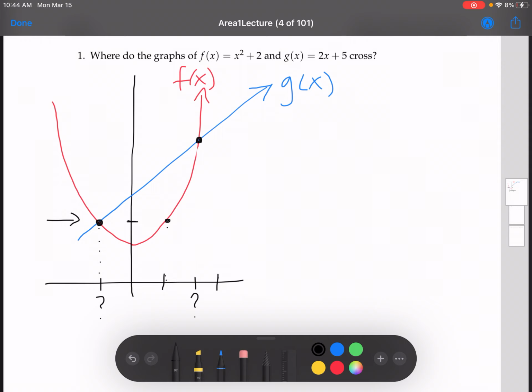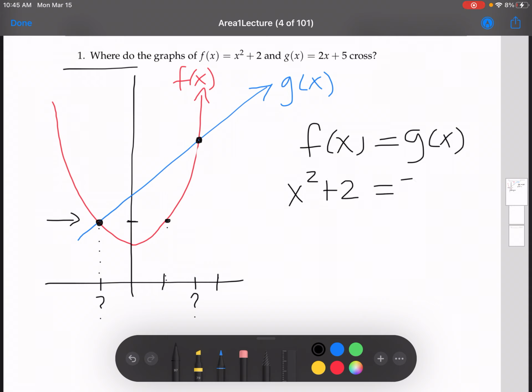All right, so where do the graphs cross? To answer this question, where do the graphs of f of x and g of x cross, you set them equal to each other. The point here is that they cross at the place where they're equal, where their heights are equal. Okay, so f of x equals g of x, x squared plus 2 is equal to 2x plus 5.